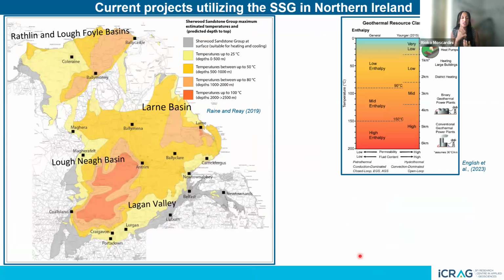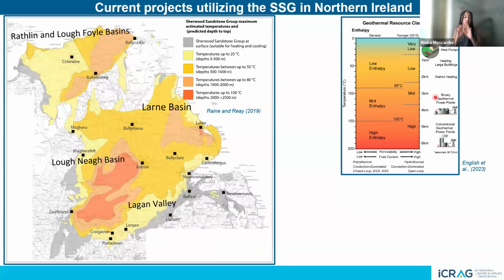Okay, so let's have a little look at the projects going on in Northern Ireland. So this map here is showing the top of the Sherwood Sandstone, the maximum temperature at the top interval. So this corally red is highlighting the hottest temperature seen in this side of Northern Ireland. So that's temperatures up to 100 degrees, which lies about here on this geothermal resource classification.